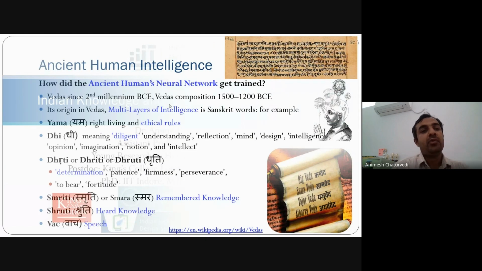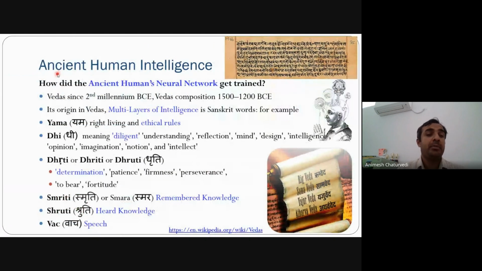So quickly we'll move to what I mean by ancient human intelligence. It's about how the ancient human neural network was being trained. It's very far back, when the Vedas were being written, and these Vedas created multi-layer intelligence in our language, that is Sanskrit. This Sanskrit has root words which are very related to how human intelligence has been developed.